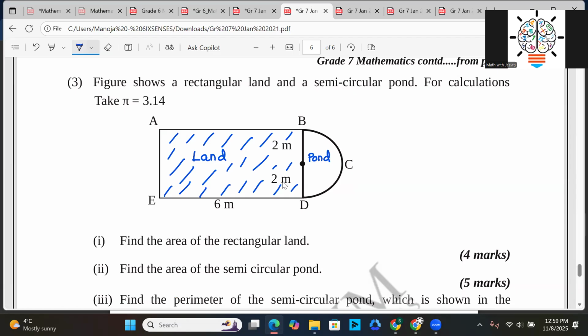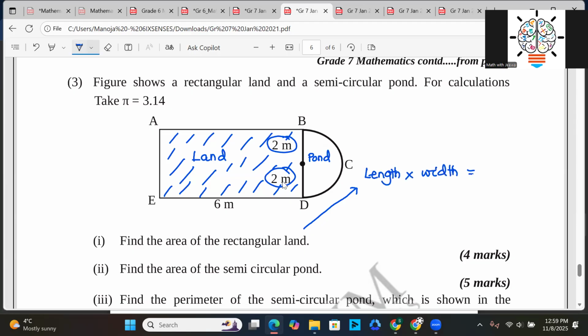First, you want to get the length. That is 6 now. How do you get the width? Width is this 2 plus 2. It is 4. So then how do you get the area of the rectangular land? So then you write the length into width. Right? The length into width.